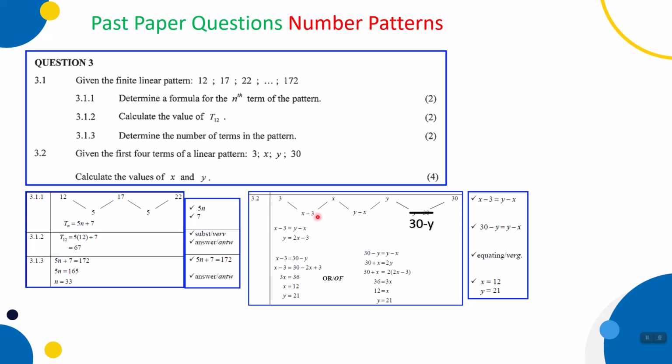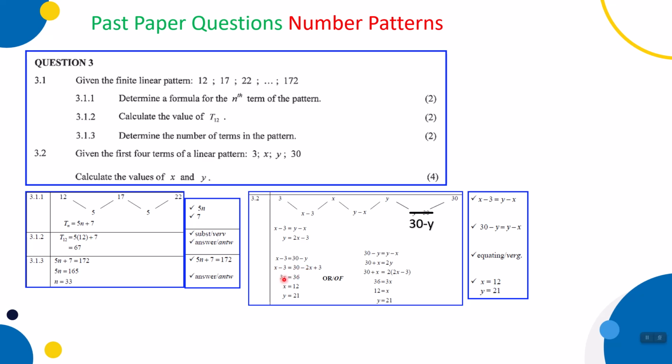So if you look at these two here, you can equate them. x minus 3 equals y minus x. So if you solve for y there, you'll get y equals 2x minus 3. Right, so we can also look at this one here. We can equate the x minus 3 with the 30 minus y. So x minus 3 is equal to 30 minus y. x minus 3 equals 30 minus the 2x plus the 3. So remember, instead of the y, I can just substitute in that 2x minus 3 in there. Right, then you'll get minus 2x plus 3.